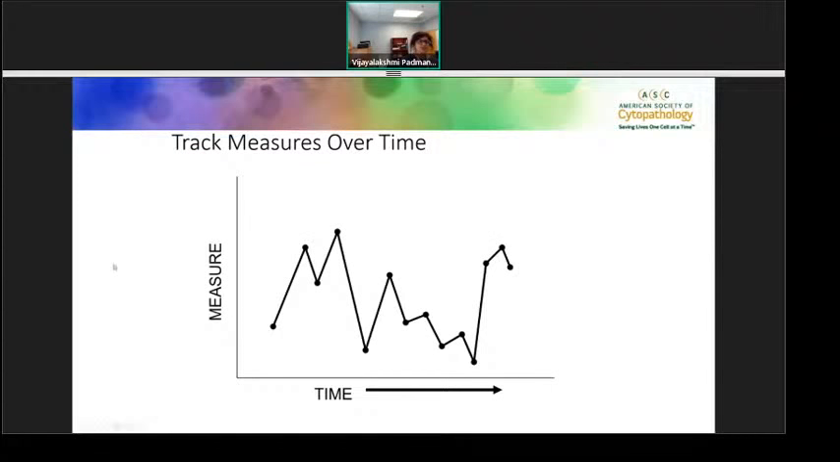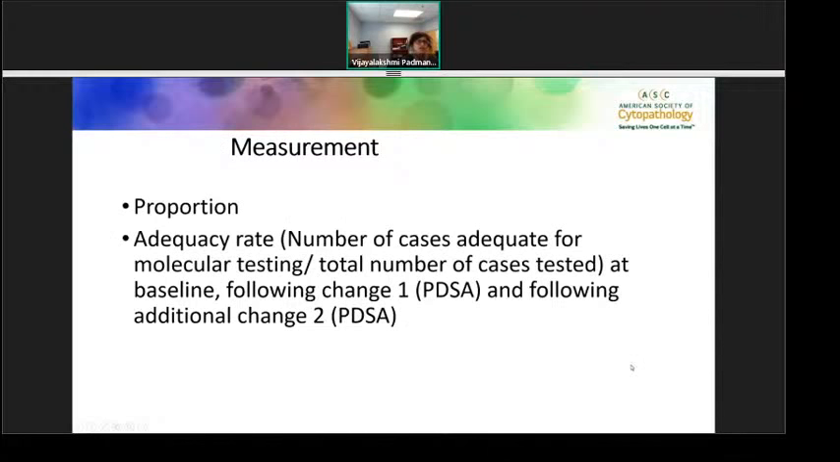So like I mentioned, you really are measuring over time. Here's your measure. For us, it was the percentage of cases that were adequate as opposed to inadequate, over, I think, 6 weeks. So we looked at a proportion: the number of cases adequate for molecular testing divided by the total number of cases tested. We did one PDSA cycle. We found that we really were not getting anywhere, so we did another PDSA cycle.